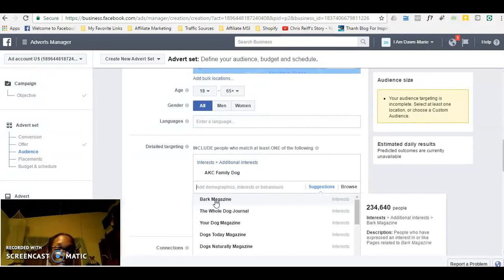So that's in a nutshell how I do my targeting. That's how you can also do your targeting to make sure you are laser targeting, that your audience is super targeted, because you do not want it to be broad. You want it to be super targeted when you are running your Facebook ads, whether it's an affiliate offer or a product on your e-commerce store.